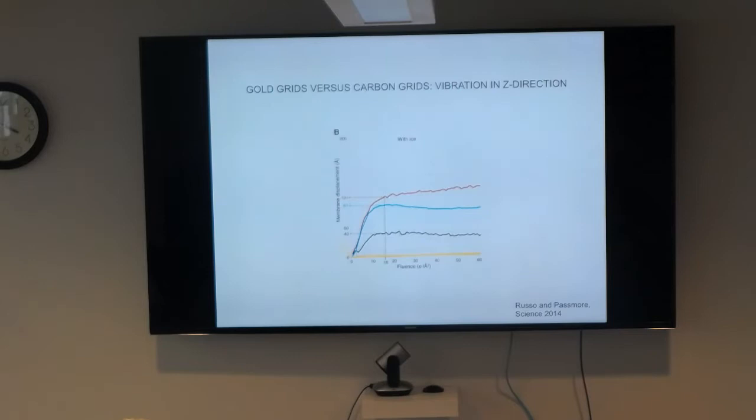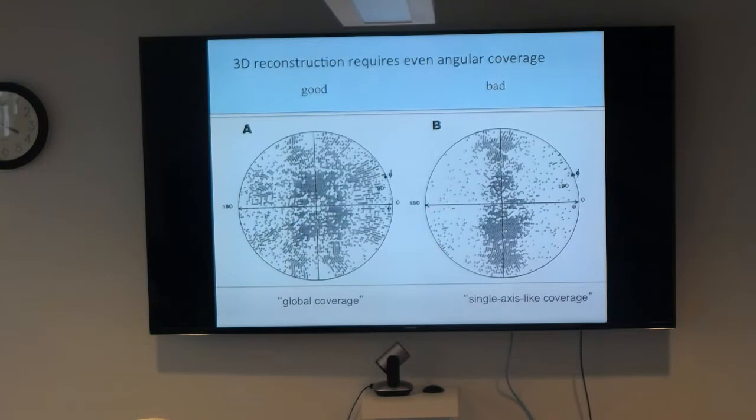This was the one. An important consideration is to what extent we have a global coverage of the angular space. Whenever you have a major gap, you get artifacts in the coverage of Fourier space, and this produces artifacts in the reconstruction.